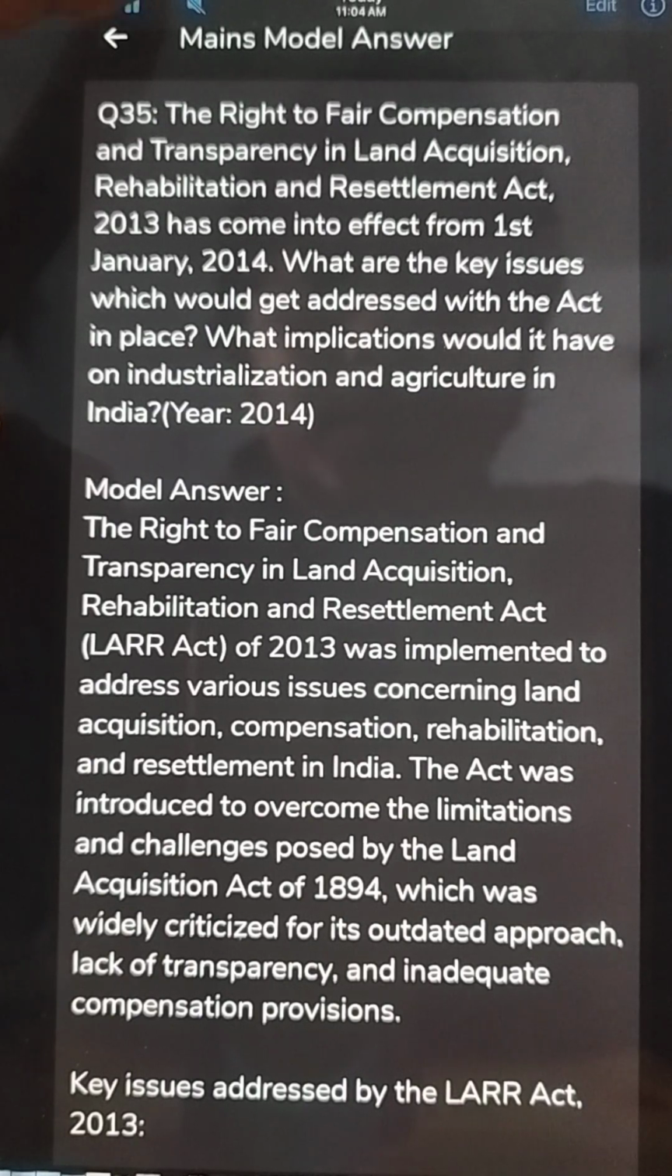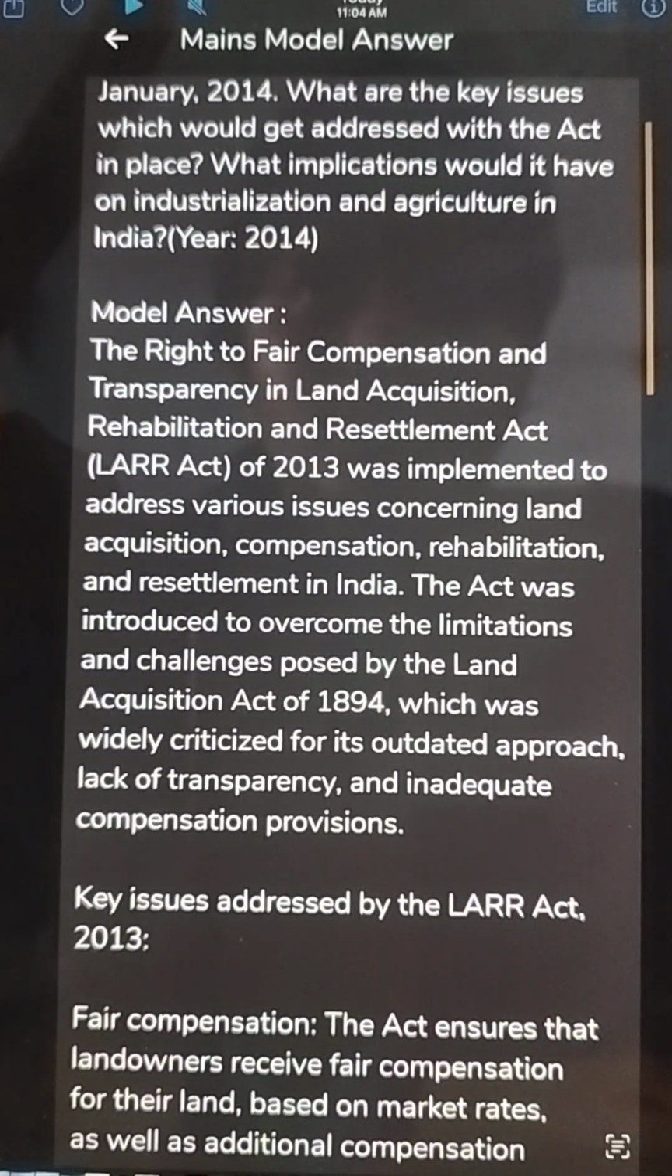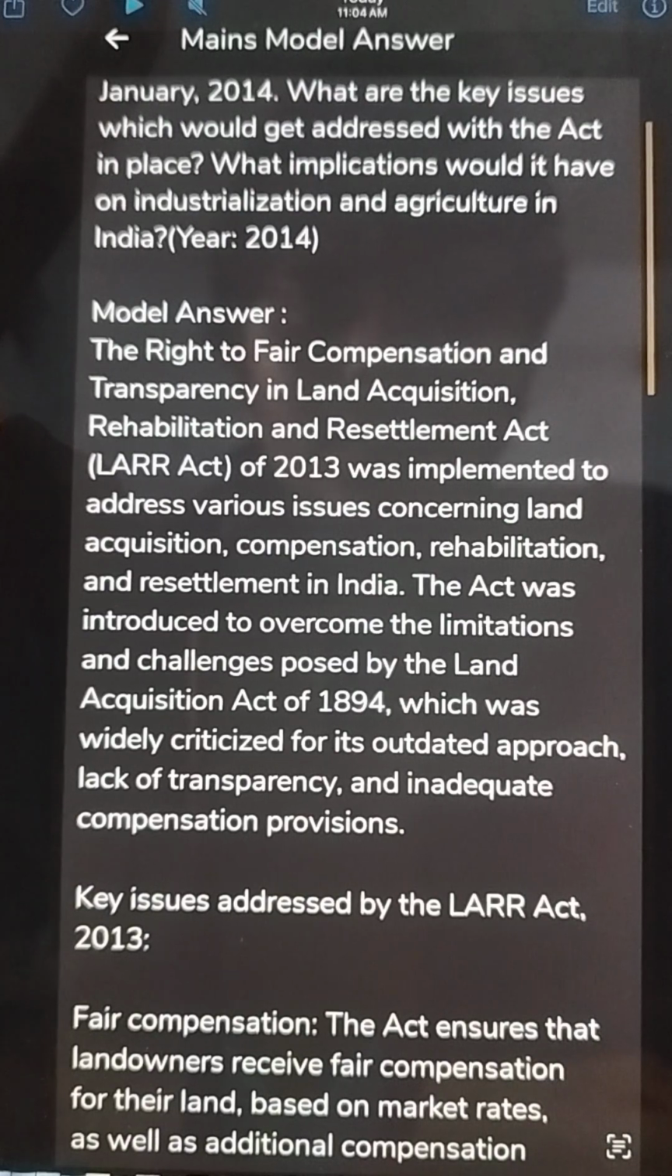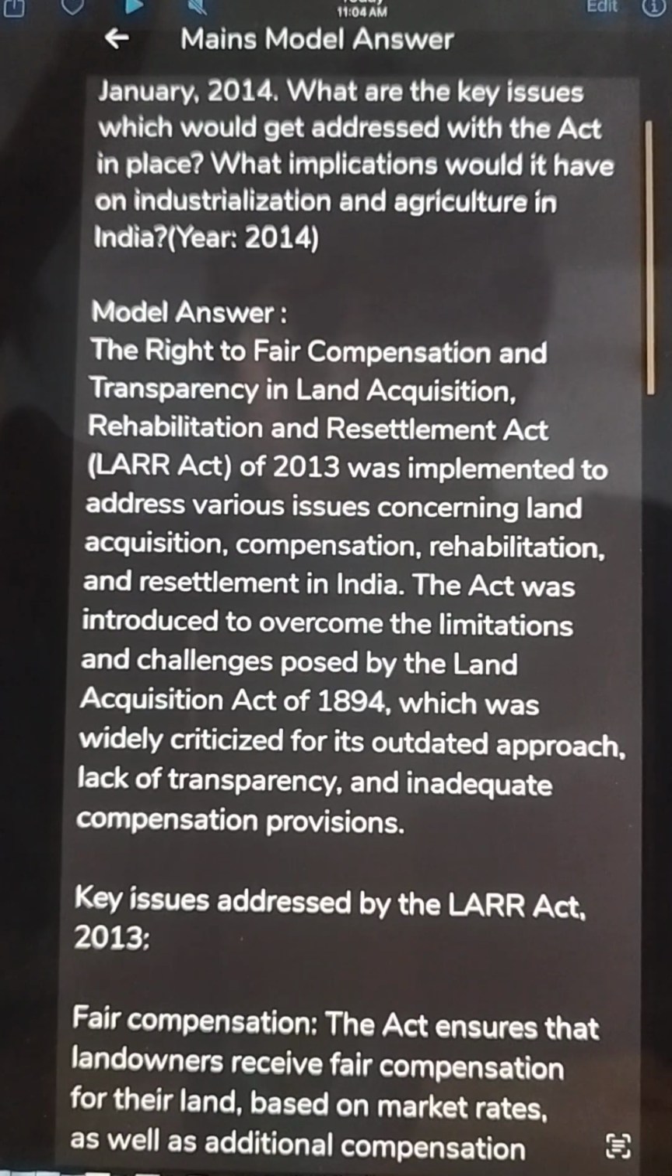The Right to Fair Compensation and Transparency in Land Acquisition, Rehabilitation and Resettlement Act 2013 was implemented to address various issues concerning land acquisition, compensation, rehabilitation, and resettlement in India. The Act was introduced to overcome the limitations and challenges posed by the Land Acquisition Act of 1894, which was widely criticized for its outdated approach, lack of transparency, and inadequate compensation provisions.